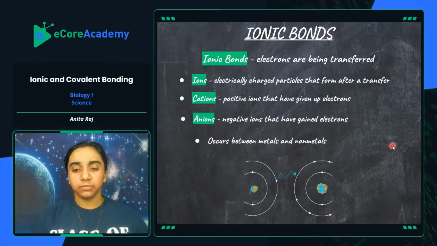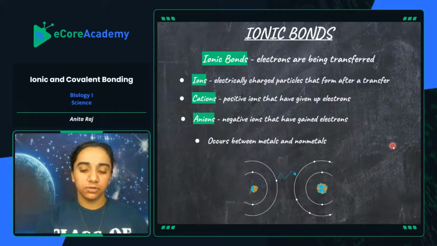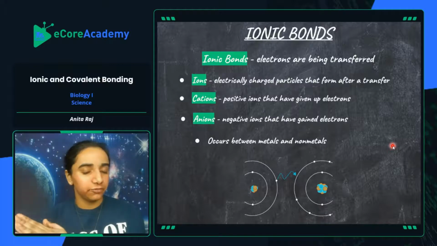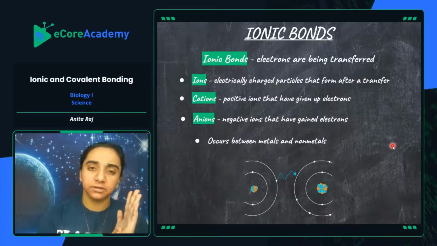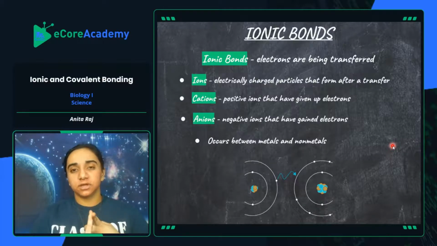Ionic bonds occur between a metal and a nonmetal. Just keep that in mind. So you might have a nonmetal from the right side of the periodic table bonded to a metal on the left side, more on the left side and in the middle of the periodic table. So ionic bonds will always occur between those two.